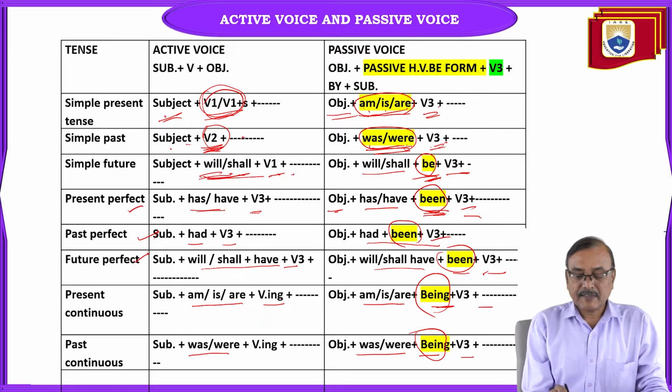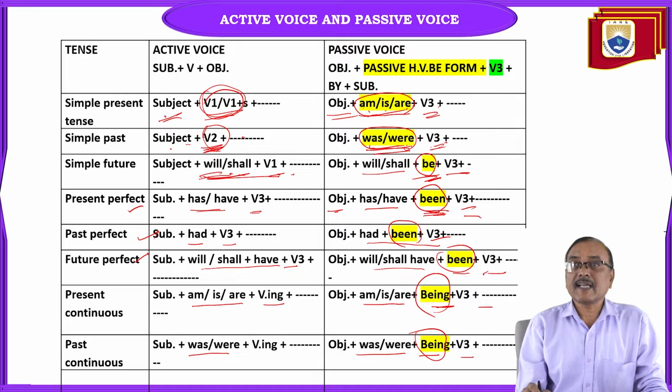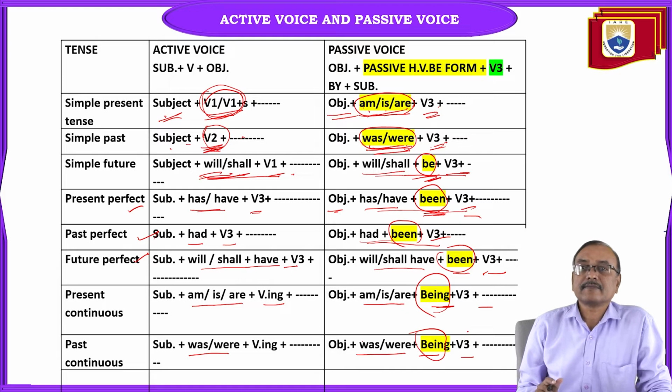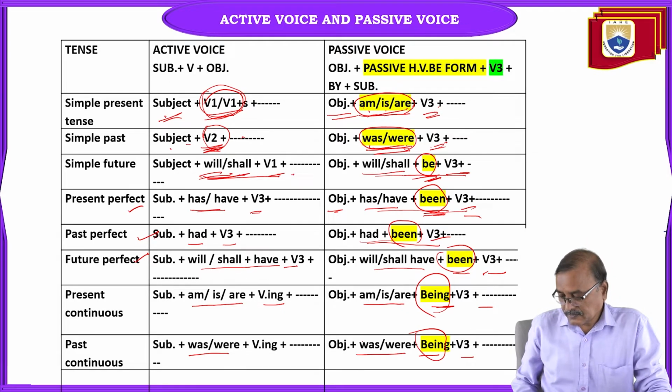If it is future, here extra will be or shall be V3. If it is perfect tense, have been, has been V3, or had been V3, or will have been or shall have been V3. If it is continuous, am, is, are, being V3, or was or were, being V3. Okay?